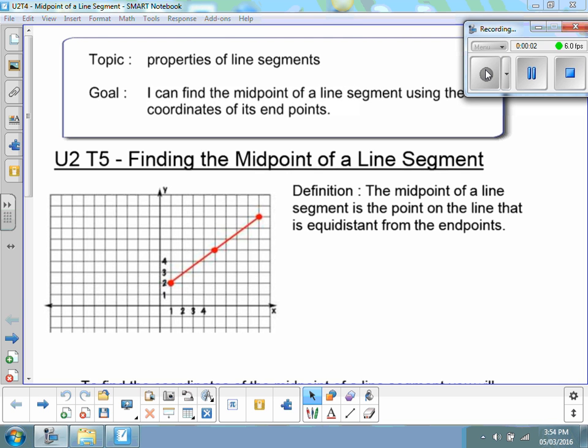So now that we've been doing all the work with equations of lines, now we're going to start taking a look at some of the properties of line segments. So our goal today is I can find the midpoint of a line segment using the coordinates of its endpoints.